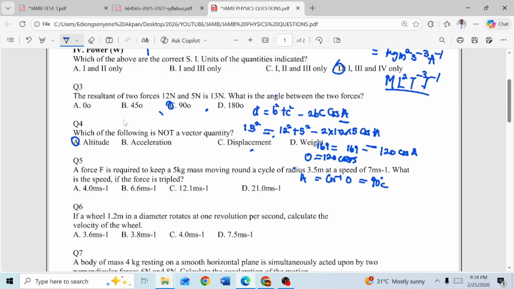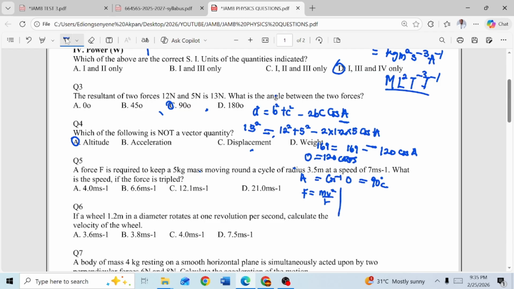That is not a vector quantity. Number 5. A force F is required to keep a 5 kilogram mass moving round a circle of radius 3.5 meter at a speed of 7 meter per second. What is the speed if the force is tripled? For us to get this, we have to consider F equal to mv squared over r.